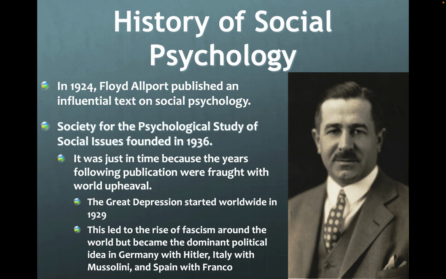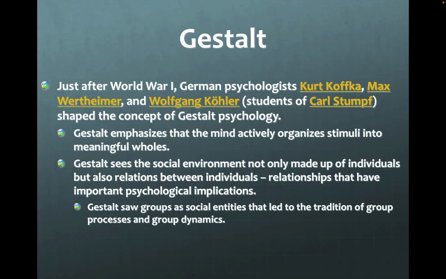This led to the rise of fascism, as I said before. Of course, fascism actually started in Italy in the early 1920s, and then it spread to Germany, and Hitler took over in Germany in 1932. So all of this was taking place: Franco in Spain, Mussolini in Italy, the military in Japan, and of course Hitler in Germany.